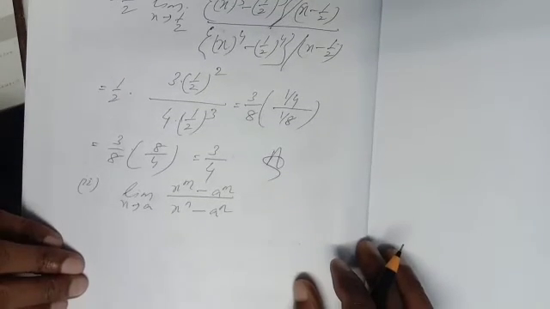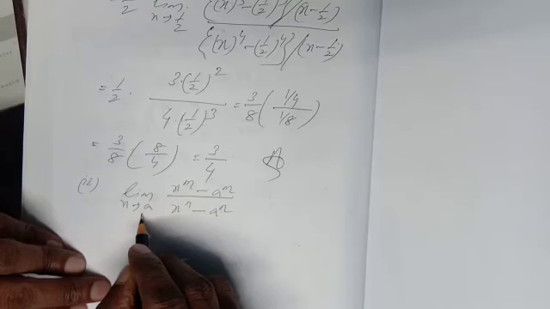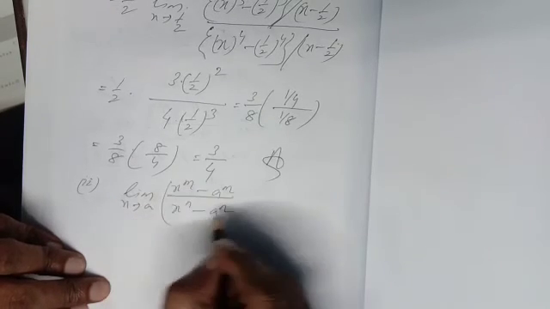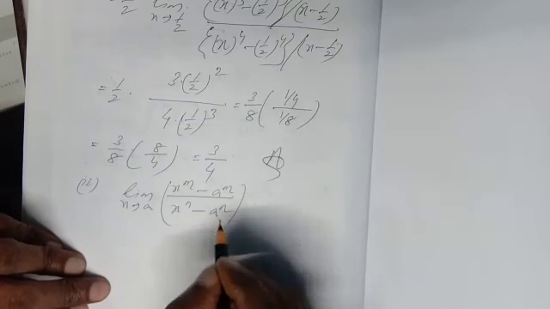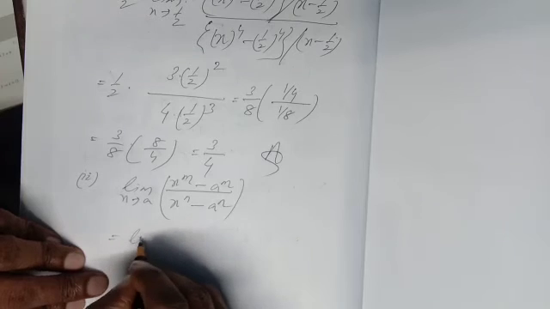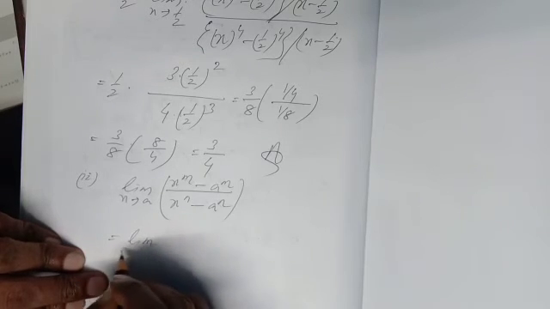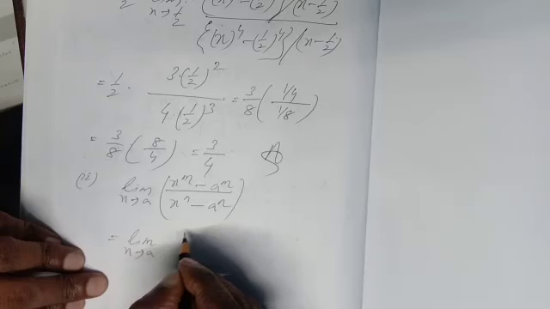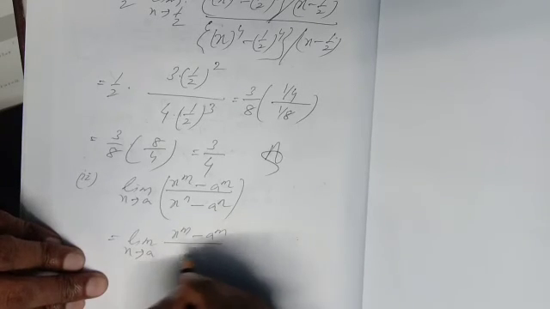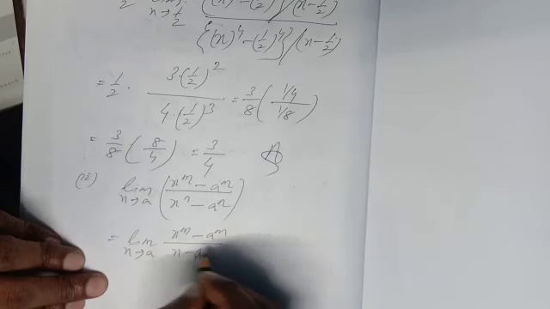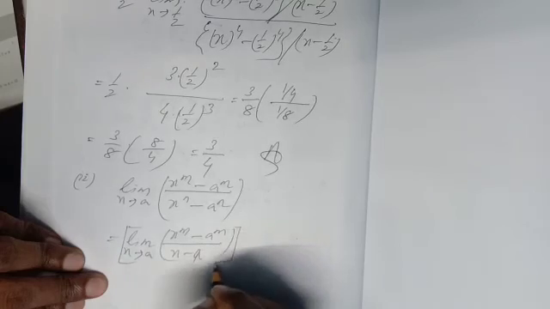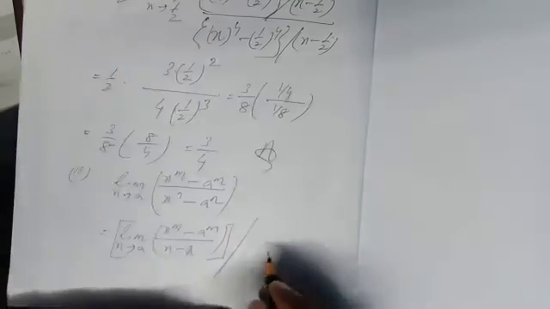Next question, see number 2 second part: limit x tends to a, (x to the power m minus a to the power m) by (x to the power n minus a to the power n). Do one thing here: divide by x minus a, both numerator as well as denominator. Then limit x tends to a, (x to the power m minus a to the power m) divided by (x minus a). I am dividing both numerator as well as denominator. Write the fraction sign like this.